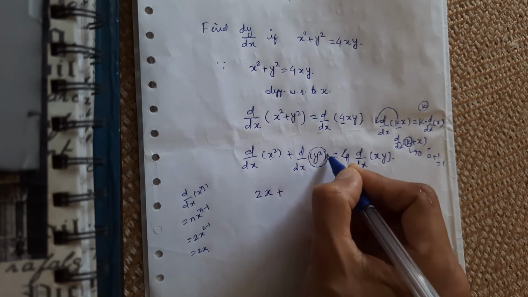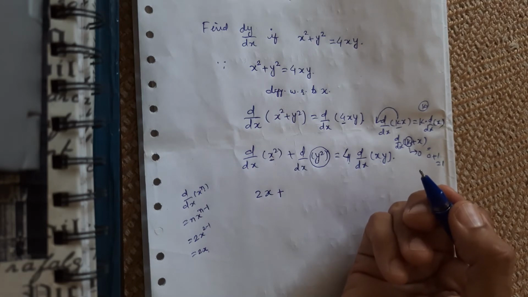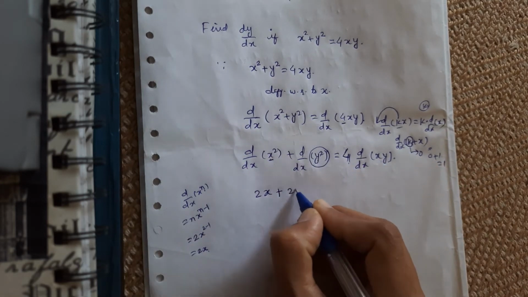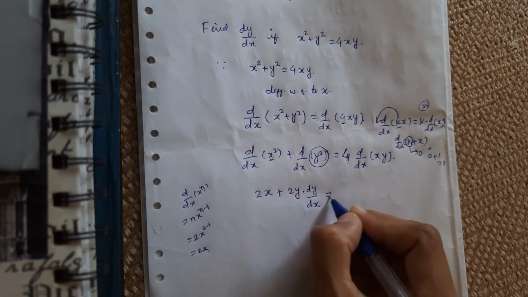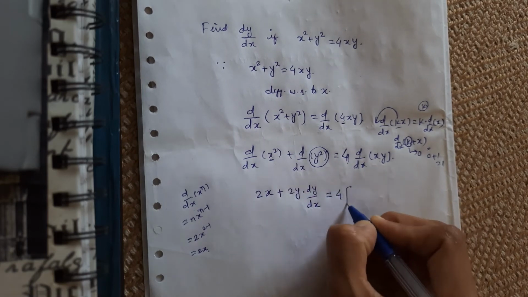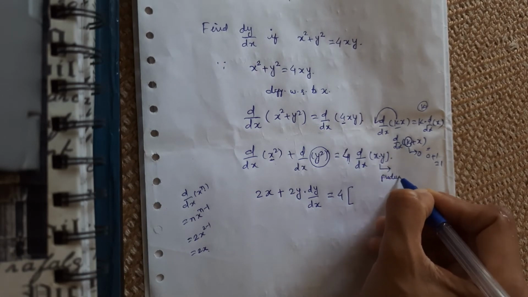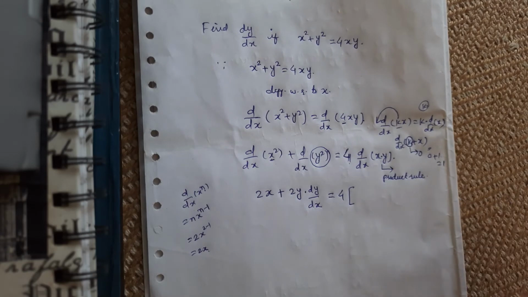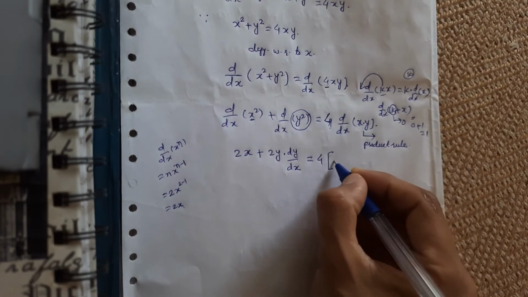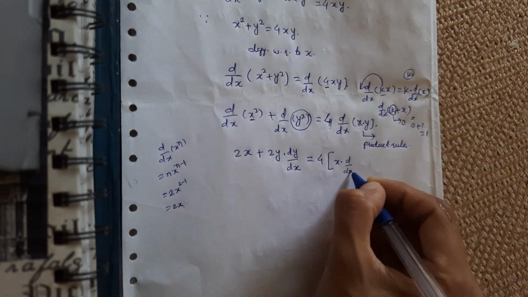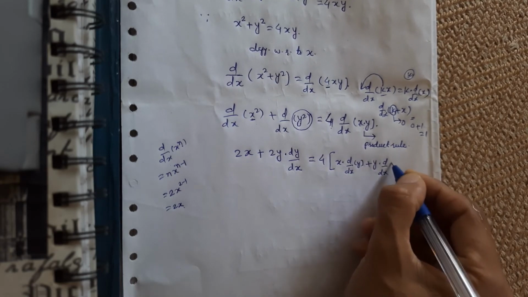Now derivative of y square will be the same as derivative of x square, only we need to multiply it with dy by dx. So derivative of y square will be 2y into dy by dx equal to, my one side is solved, 4 into, now here there is a product between x and y, so I need to use product rule. I need to apply product rule. So apply the product rule: first function into derivative of second plus second function into derivative of first.